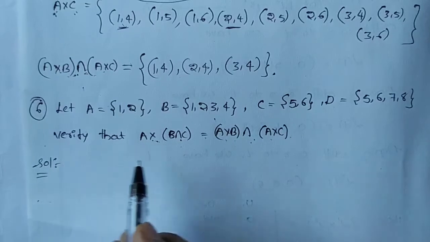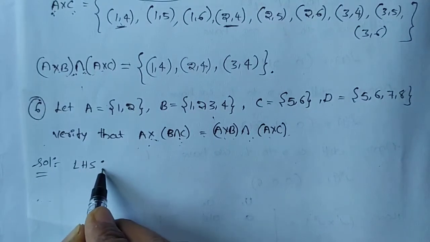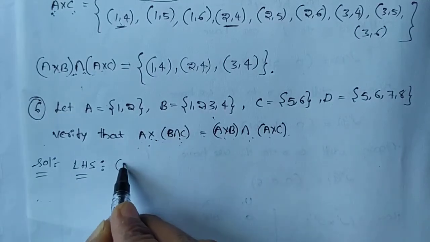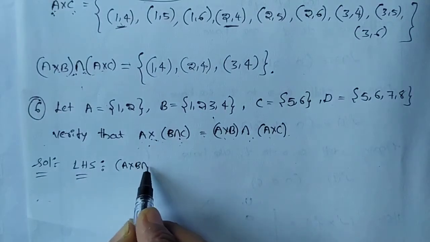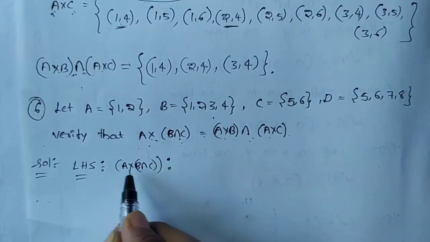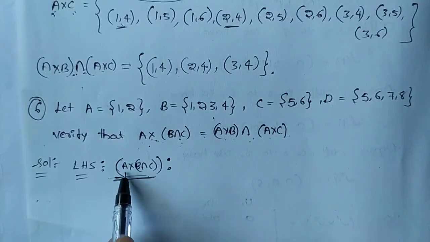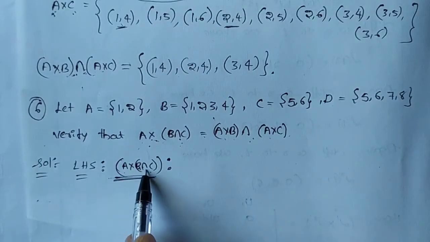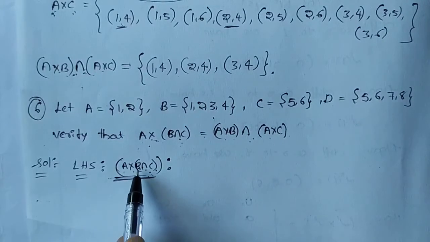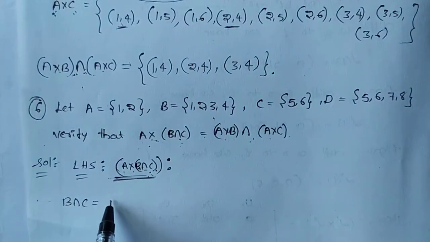First let us simplify the LHS part. LHS part is A cross B intersection C. Let us find out the LHS part. For this, we have to find B intersection C. Let us find out B intersection C.